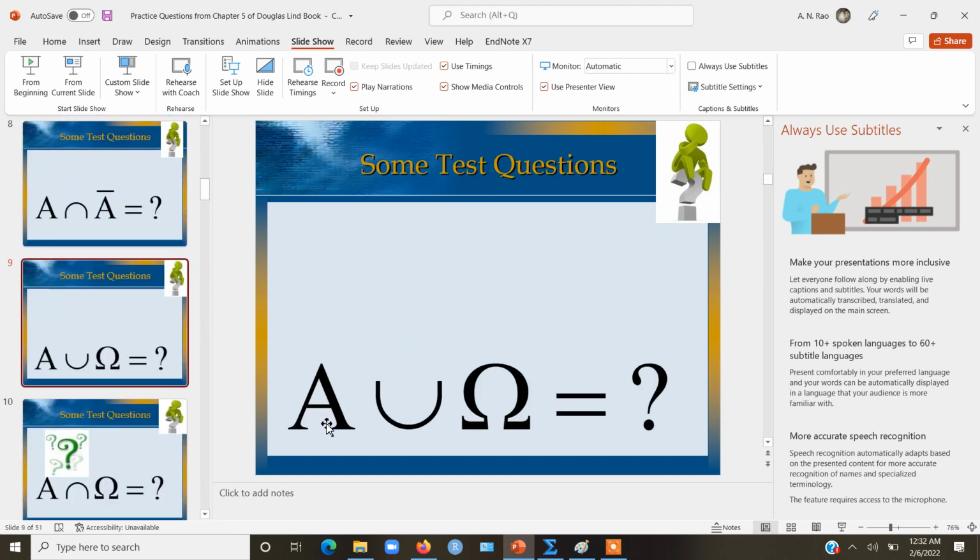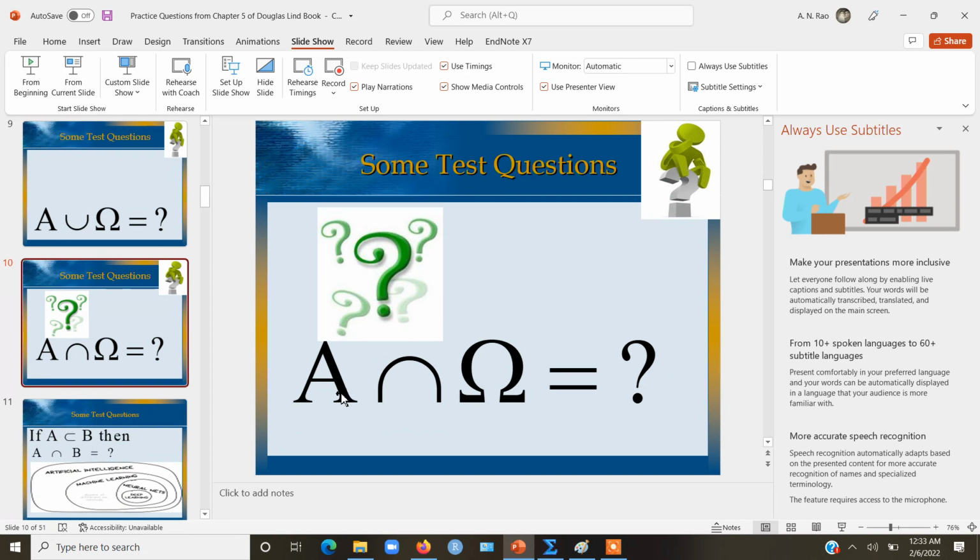Next we have, what is the union of A and the sample space? As I have told you, this Greek symbol omega is also used to denote the sample space. If I take the union of A with the sample space, what will I get? I'll get back the sample space, because we know that all the events are subsets of the sample space. So if I take the union of any set A with the sample space, I'll get the sample space back. The answer will be the sample space, or omega.